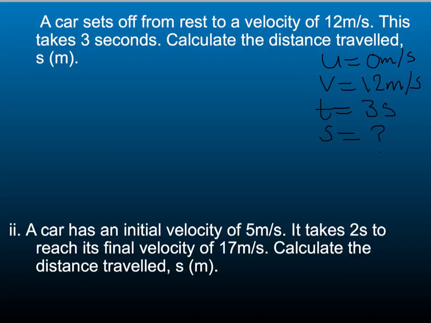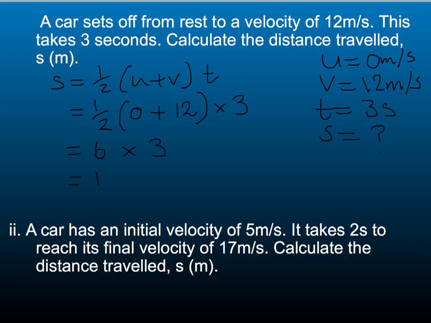If you look through your equations, you'll find out that the best one to use is s equals a half u plus v times t. Then all you have to do is put your numbers in. So we've got half, u is 0, v is 12, and t is 3. So that means that we actually have 6 times 3, which gives us s as 18 meters.